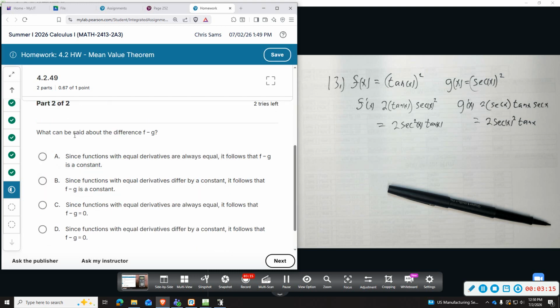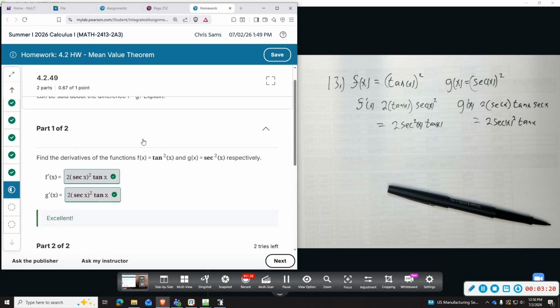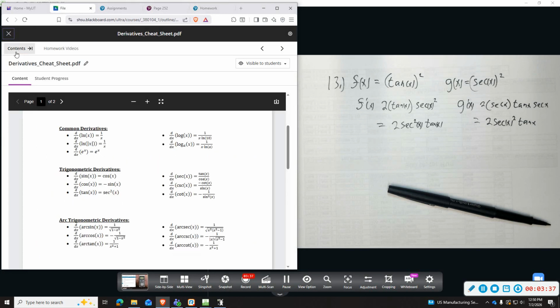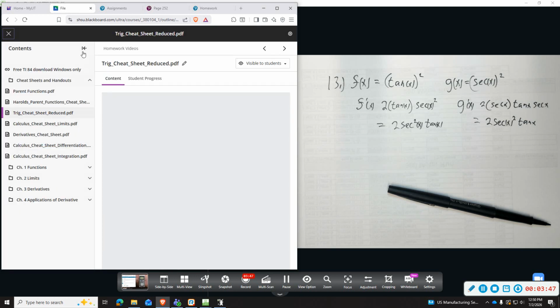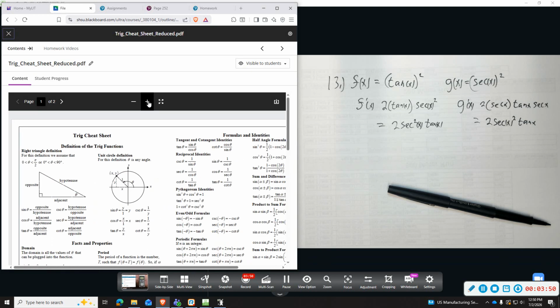Alright. What can be said about the difference of f minus g? So, original f minus g is just tan squared minus secant squared, which, since these are squares, we could look at, let me go back, we could look at the trig identities and maybe find a little bit more insight.